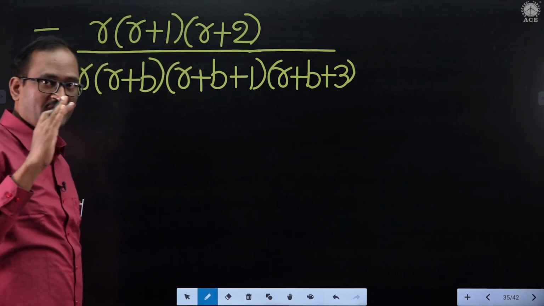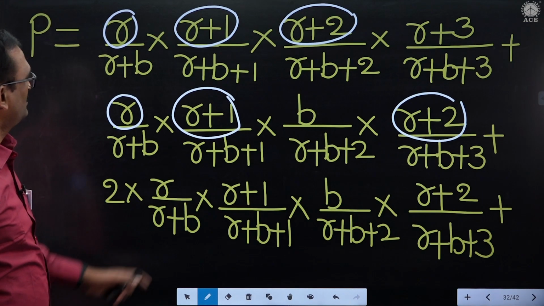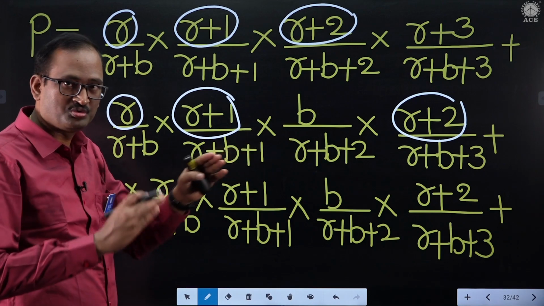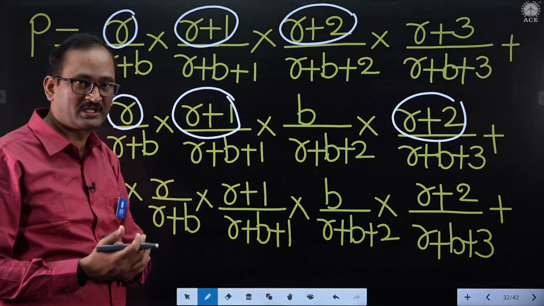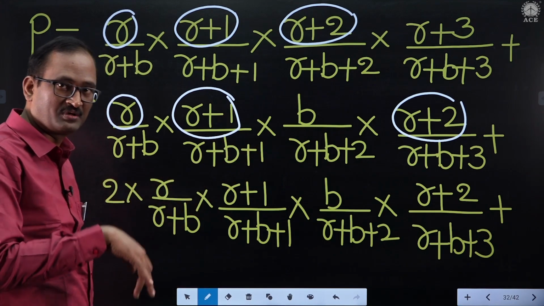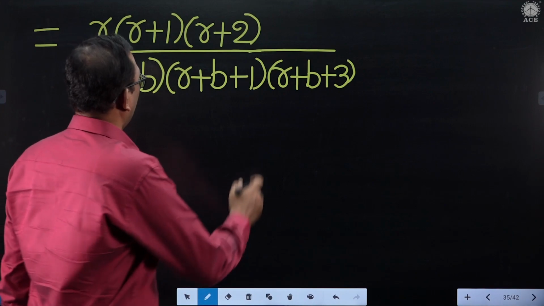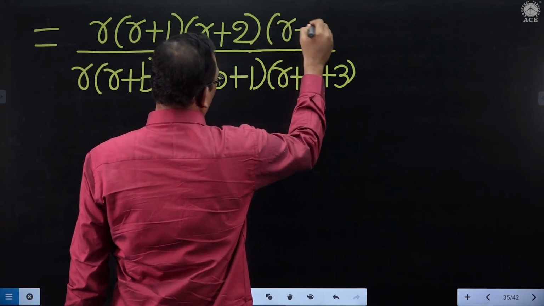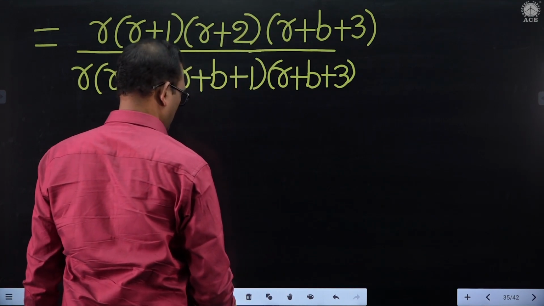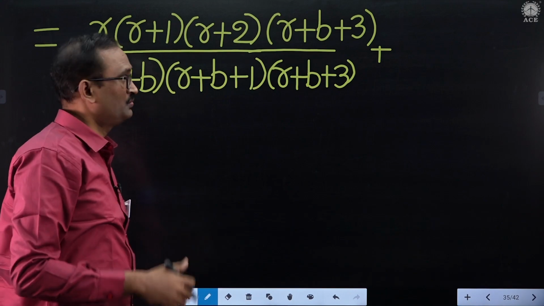Observe the terms remaining in the numerator. Here r plus 3 remaining, here plus b remaining. Those two terms will be written in a separate bracket. r plus 3 plus b. The denominator was already taken out as common. r plus 3 plus b, which means r plus b plus 3. This is fine, we will cancel it later. Let us write one more term.